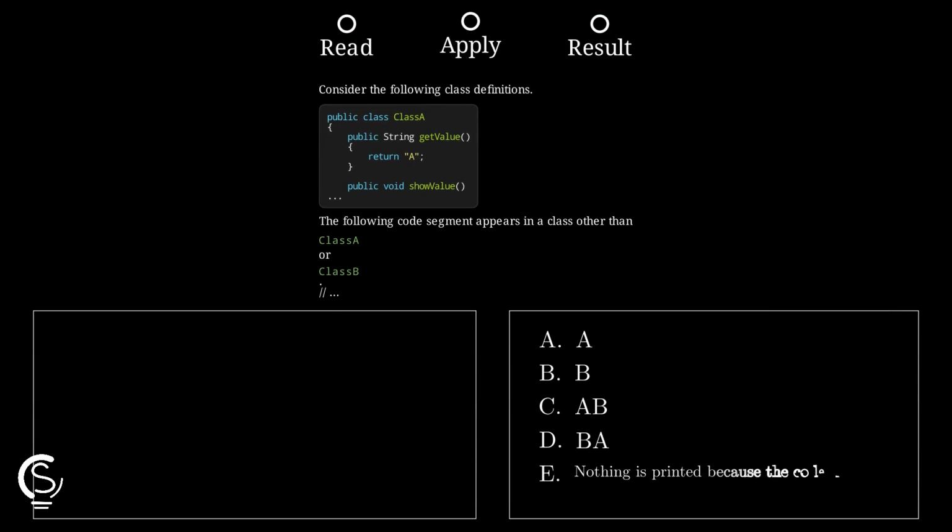First, notice that our object is declared as class A but instantiated as class B. This means the actual object type at runtime is class B, which is super important.